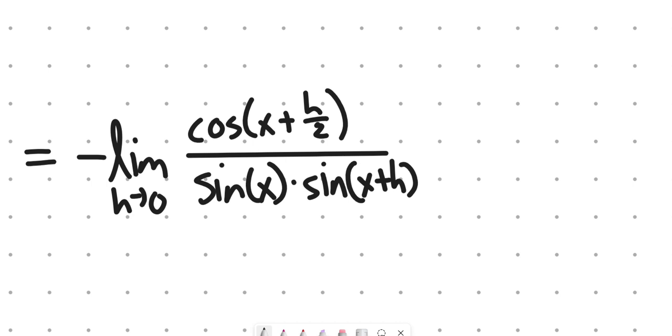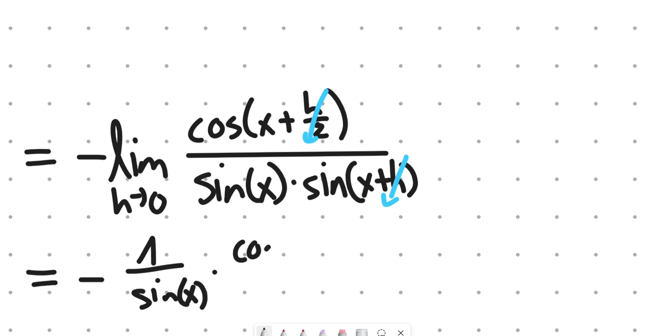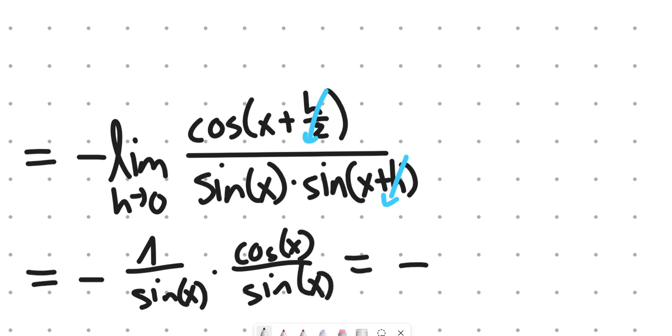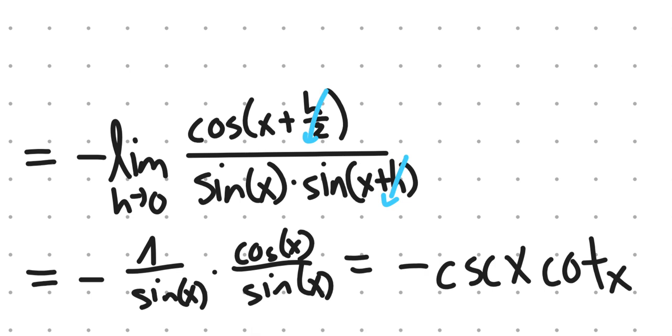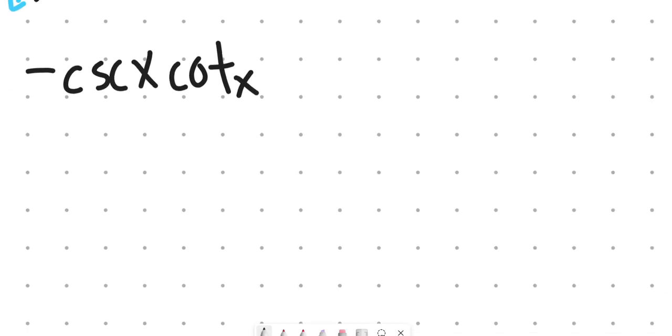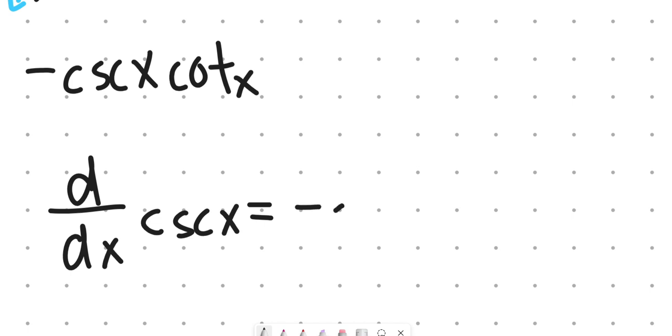Now let's let h approach 0. Then this approaches 0 and this approaches 0. So we are left with the negative of cosine of x all divided by sine of x times sine of x. When we write it down like this, it will be 1 over sine x times cosine x over sine x. And that will leave us with negative cosecant x cotangent x. So right now we have just proven that the derivative of cosecant of x is equal to negative cosecant of x times cotangent of x.